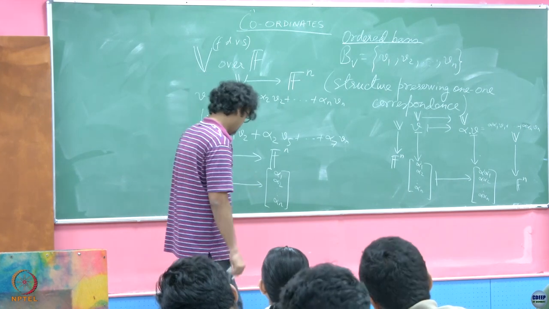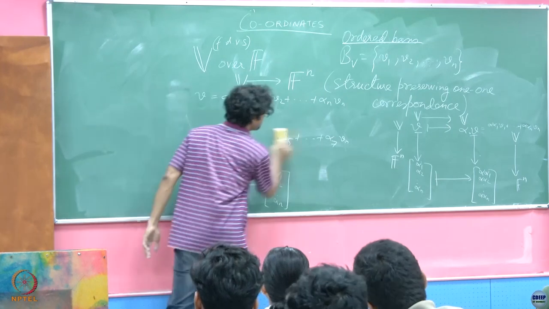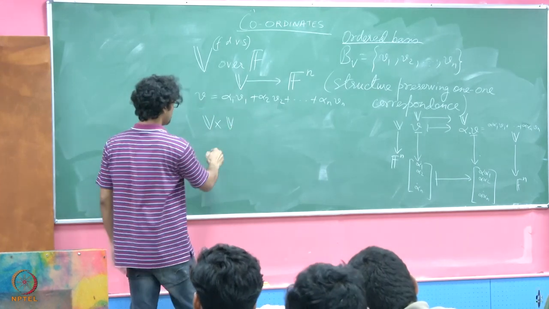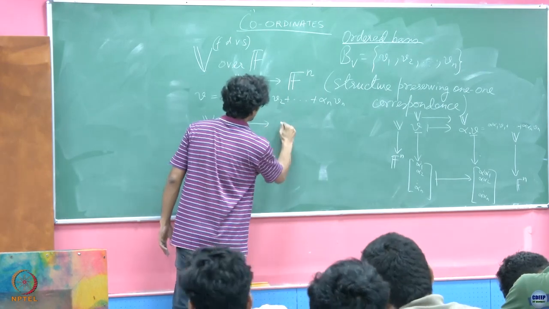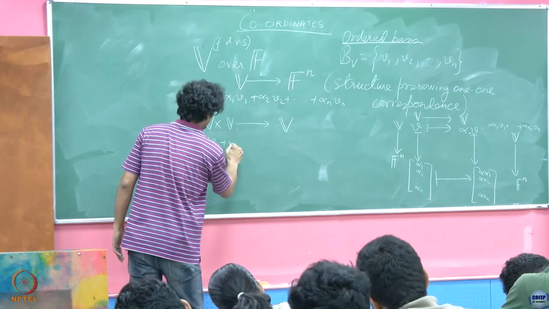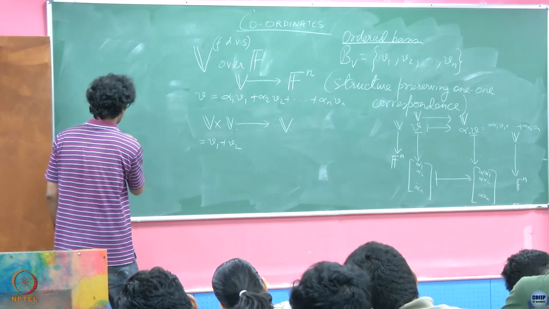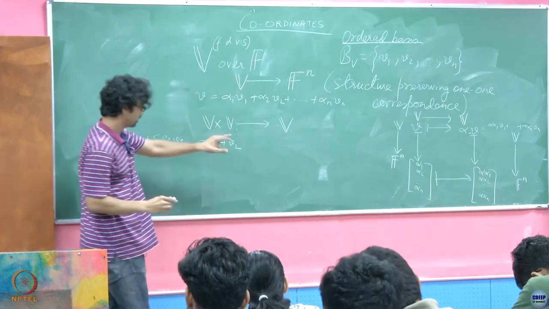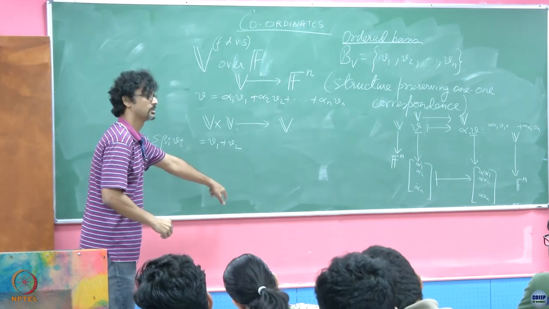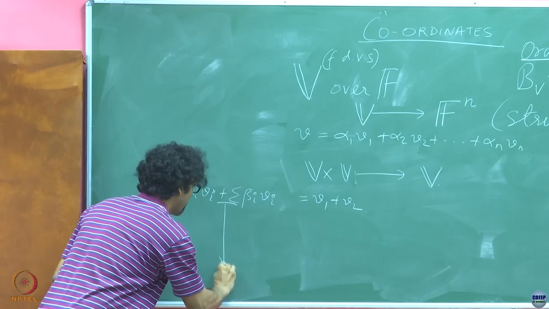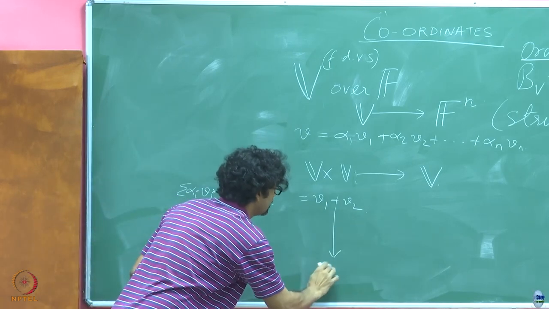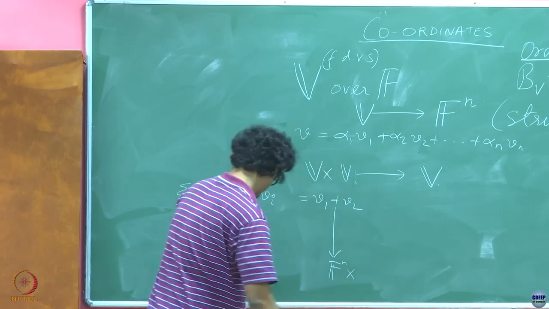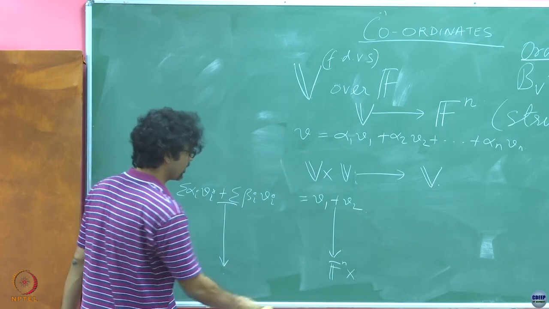So by the same token, let's say you have V1 plus V2. This is V cross V, and this gets mapped to V. So you have V1 plus V2, which is nothing but, let's say, summation alpha i Vi is V1 plus summation beta i Vi is V2, right? If you want to map this, you want to just map this through the addition operation to Fn, right?